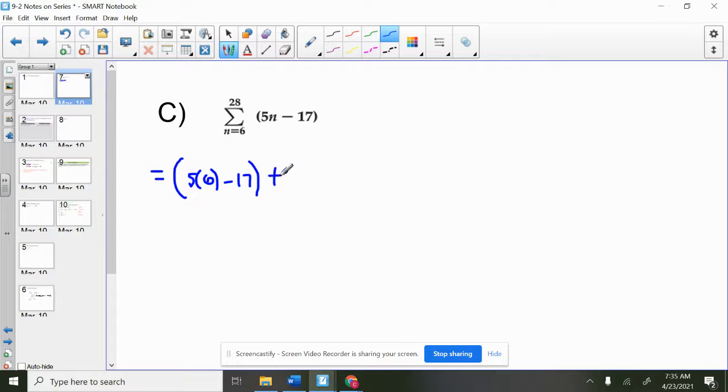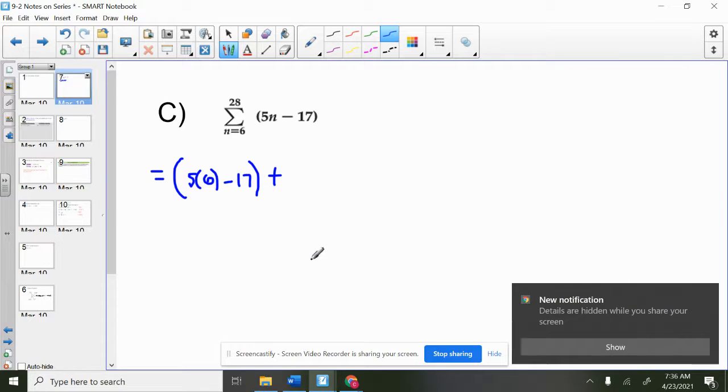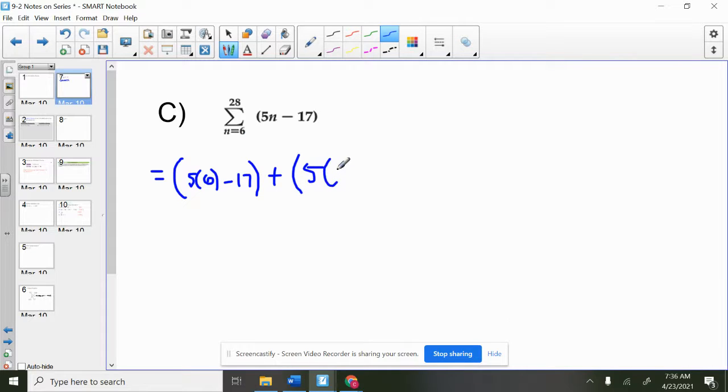And then my next term. Remember the difference between a series and a sequence: a sequence is a list of numbers, and a series is adding those list of numbers. So here I'm going to plug in the next consecutive. I just plugged in 6, and the next one's going to be 7. So it's 5 times 7 minus 17. And you can keep on going. You can do 5 times 8. You can kind of see what the pattern's going to be here when we continuously do that. But we can do one more.